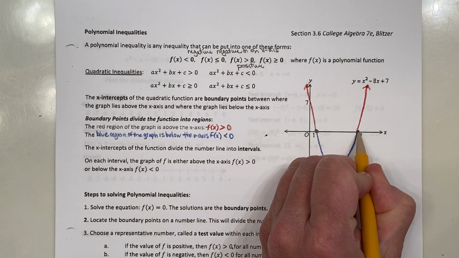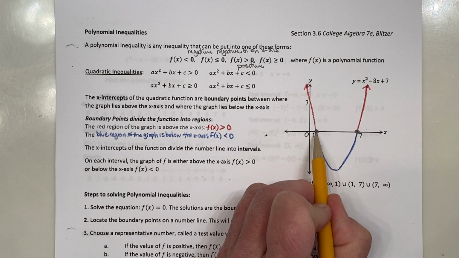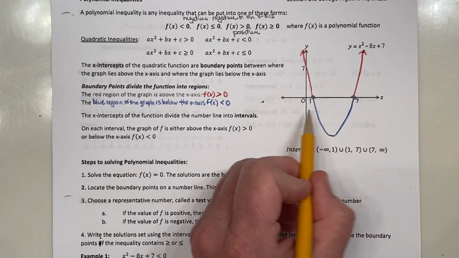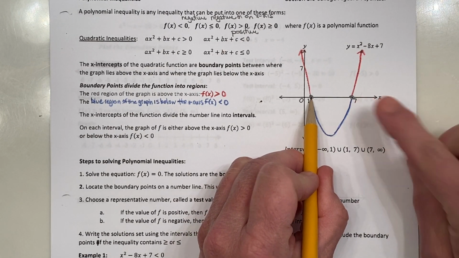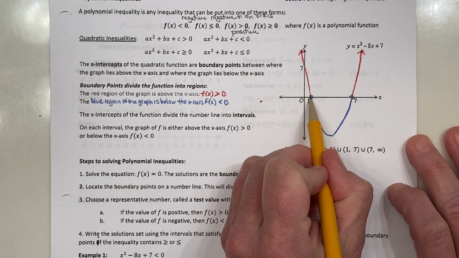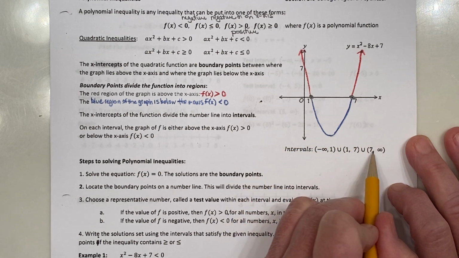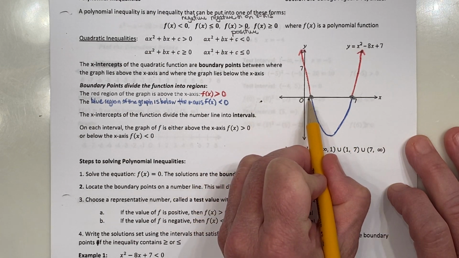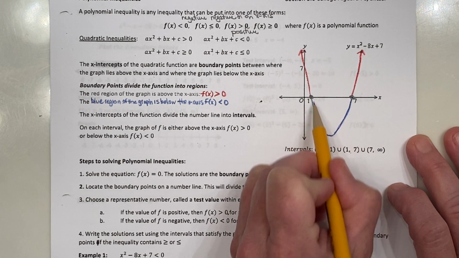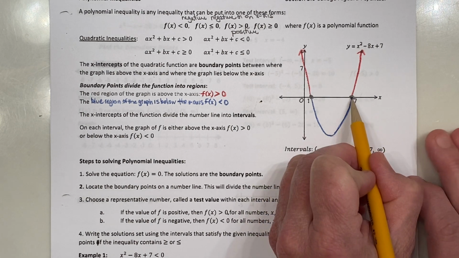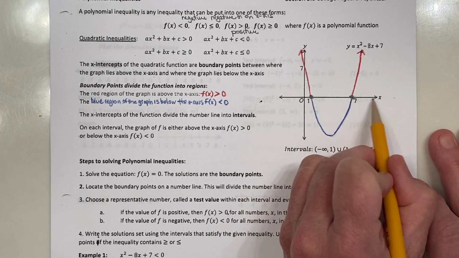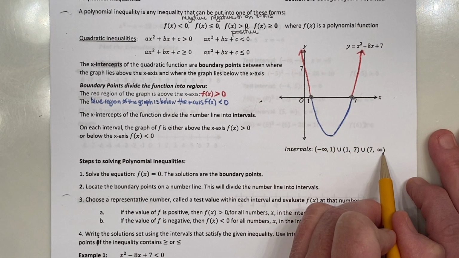For this graphical example right here, we have two x-intercepts, at x equals 1 and x equals 7. If we think about taking those two x-intercepts and dividing up the x-axis into regions, we can say that the intervals formed by these two x-intercepts create 3 sections, from negative infinity up to 1. And then also we want to consider between these two boundary points, the interval from 1 to 7. And then the third region created by these two x-intercepts is the interval where x goes from 7 to infinity.